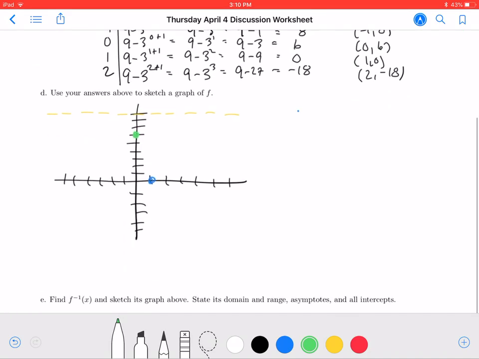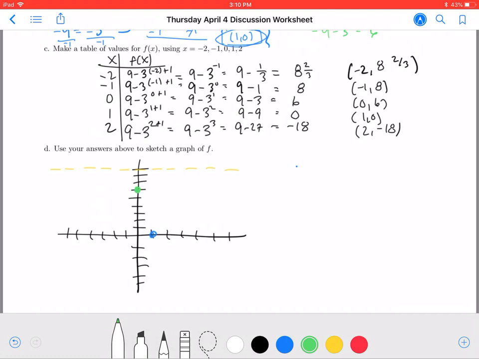Okay. And then let's use the other points that I plotted. So (-2, 8 2/3), (-1, 8), (0, 6), (1, 0), (2, -18). That's totally off the page. So I can see if I were to connect the lines I had, it's going to go down, down, down, down. And then when I get up, up, up, I'm going to hug this asymptote up here. So here is my graph of f of x.